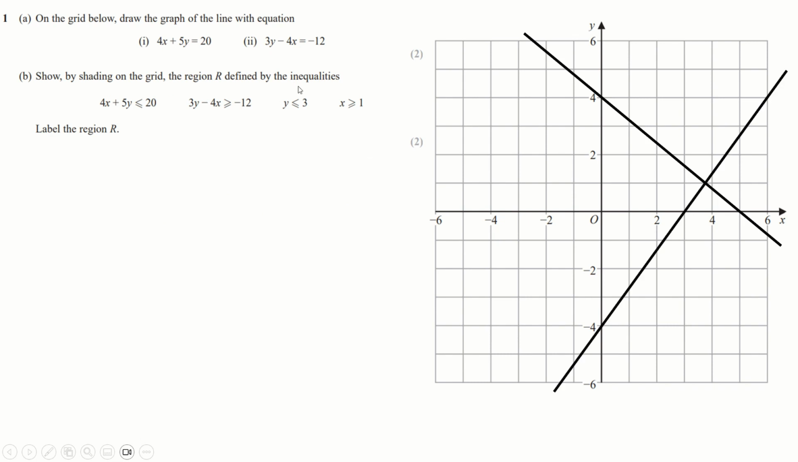And then show by showing the region. So we've got this. We're below this first line, which was this one, and we're above this. And then this is just the line y equals 3, which is a horizontal line across here, and x equals 1 is a vertical line there. We're going to be below this one and to the right of this one. So that's going to be clearly this region just in here, and that will be our answer.